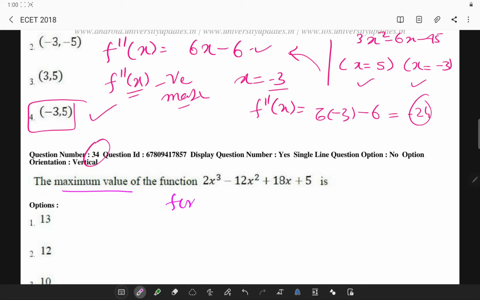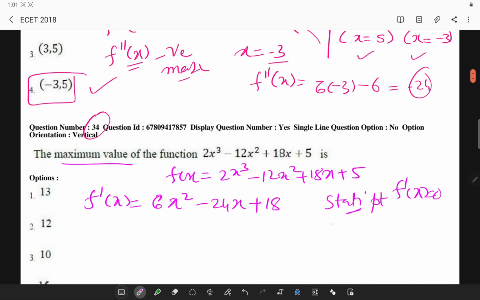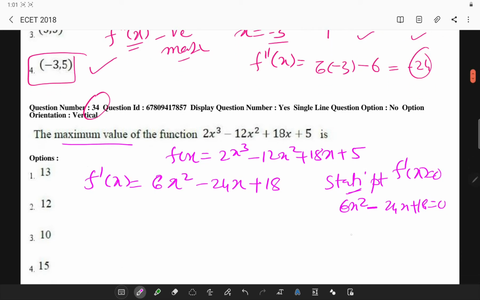So here f of x is 2x cube minus 12x square plus 18x plus 5. So if you calculate the first derivative, you will be left with 6x square minus 24x plus 18. So if you find out the stationary points, you equate f dash x is equal to 0. So 6x square minus 24x plus 18 is equal to 0. So if I take 6 common, I will be left with x square minus 4x plus 3 is equal to 0.